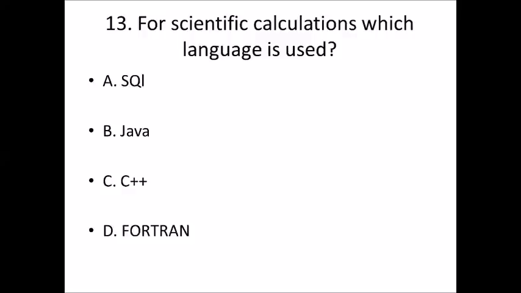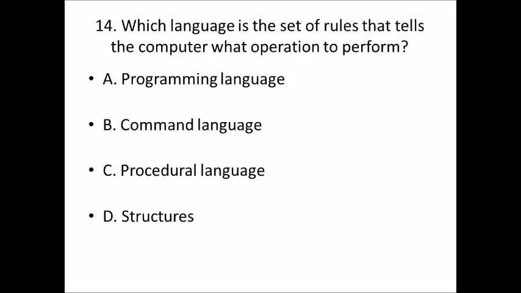Answer వచ్చేసి option D, FORTRAN. 14th bit. Which language is the set of rules that tells the computer what operation to perform? Option A, programming language. Option B, command language. Option C, procedural language. Option D, structures. Answer guess cheyandi.